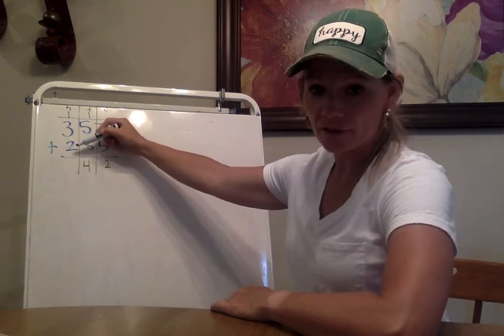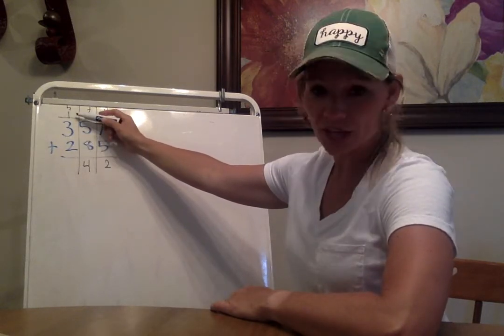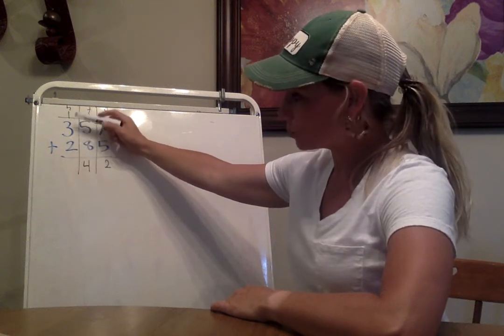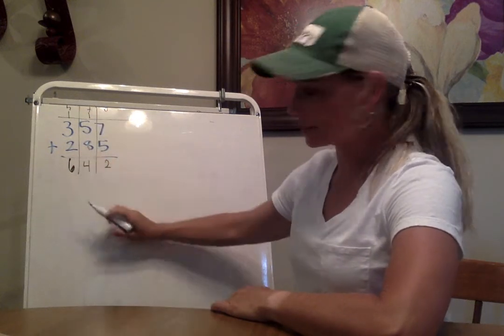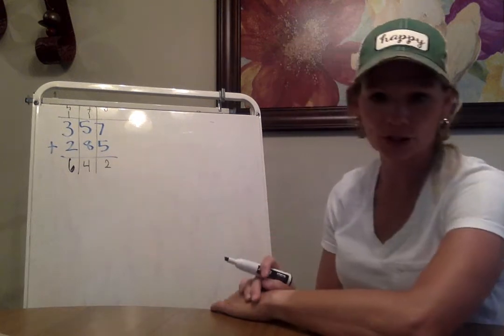Now I can move over to the hundreds. 3 plus 2 is 5, but again, I have to go with this 100 up here. So 300s plus 200s plus 1 more 100 is 600. So my total is 642.